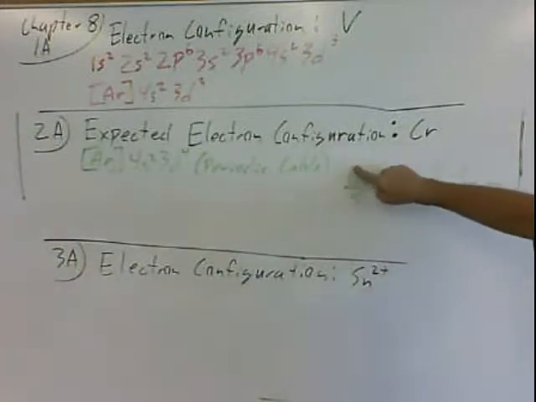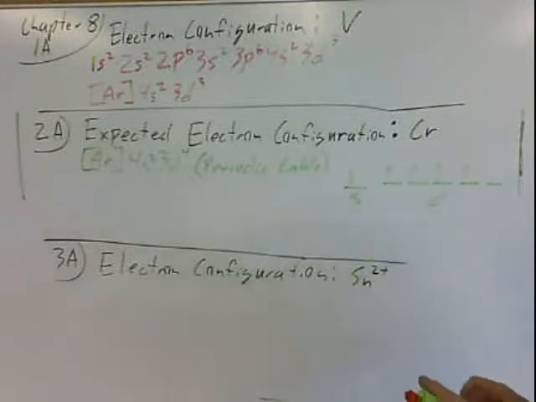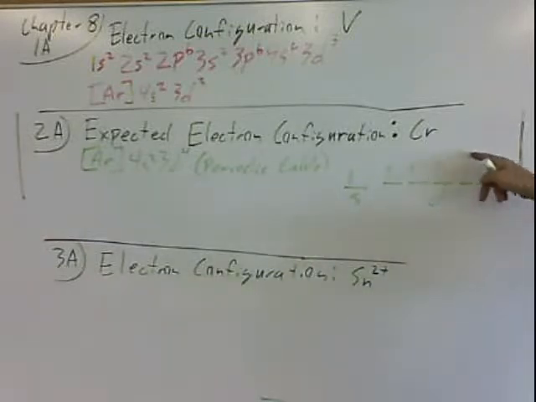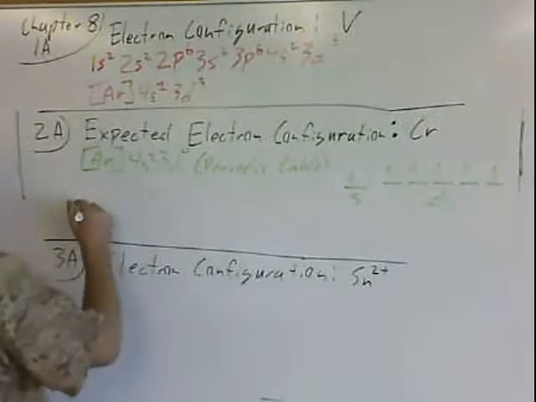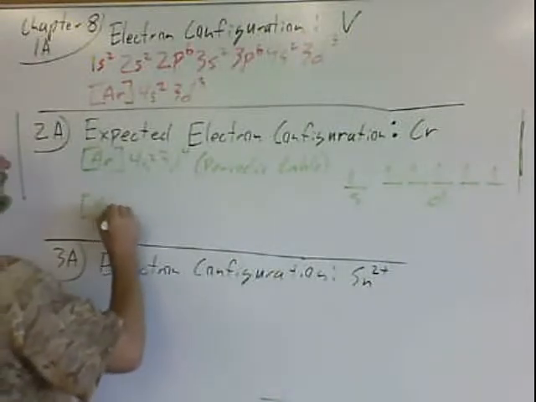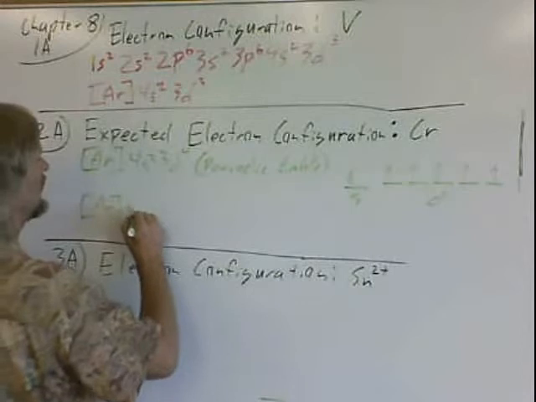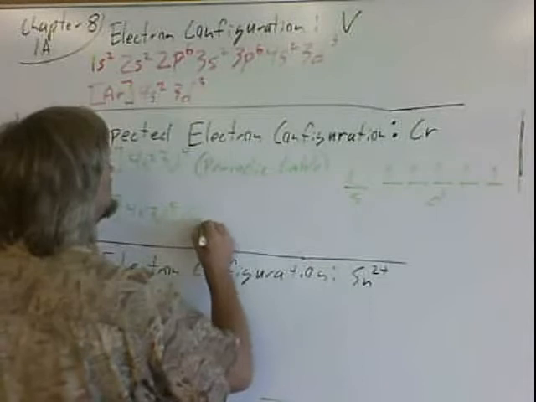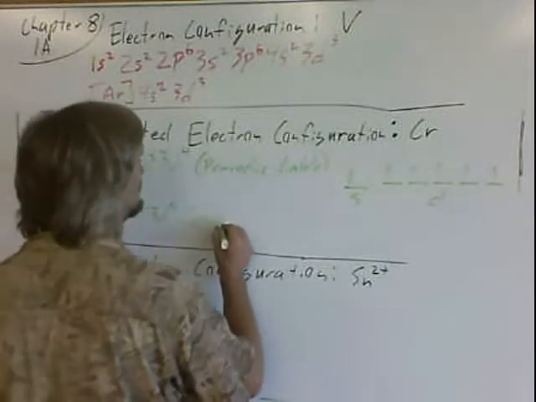So what this element does is it promotes an electron up into the D level. So now we have a set of parallel spins, which gives us an energy savings, energy stability. We also have a half-filled D level. So this becomes more stable. So our expected is going to be promoting that S electron up into the D. So we're going to have 4s1, 3d5. So this would be our expected electronic configuration.